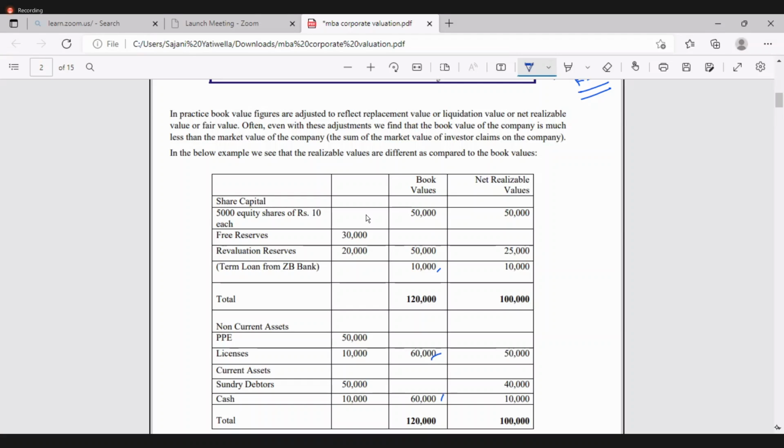Then the debtors and cash, both together 60,000. Normally the cash balance is the same. Then the sundry debtors become 40, because if some customers have not fully paid their dues, there is a deduction. What is that called?